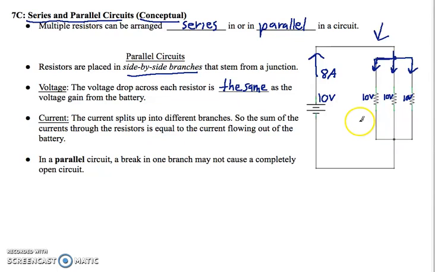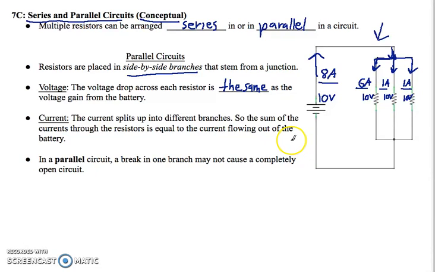As it goes through this junction, it's going to split up into each resistor, and it doesn't necessarily have to be equal. For example, if you have 8 amps coming out of the battery, it might split up so that 6 amps goes through this one, and then 1 amp, and then 1 amp. But in every parallel circuit, the current is going to split into each of the branches, and the sum of each of these has to add up to what comes out of the battery. That's the important thing.